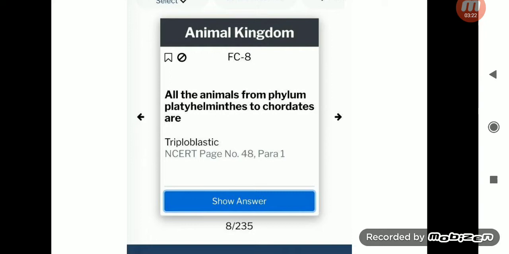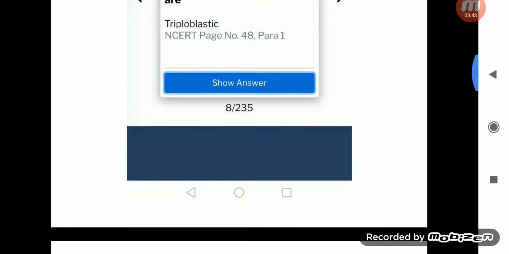All the animals from phylum Platyhelminthes to chordates are triploblastic.